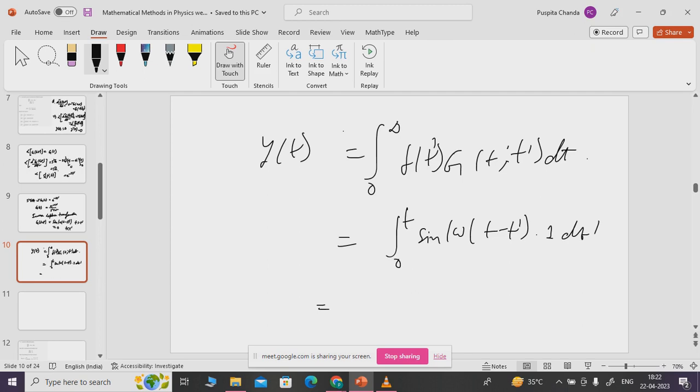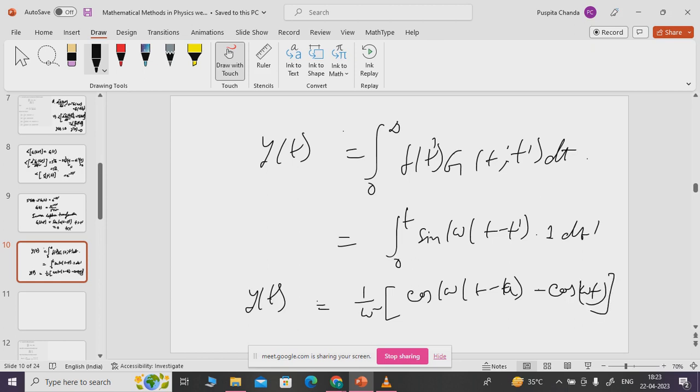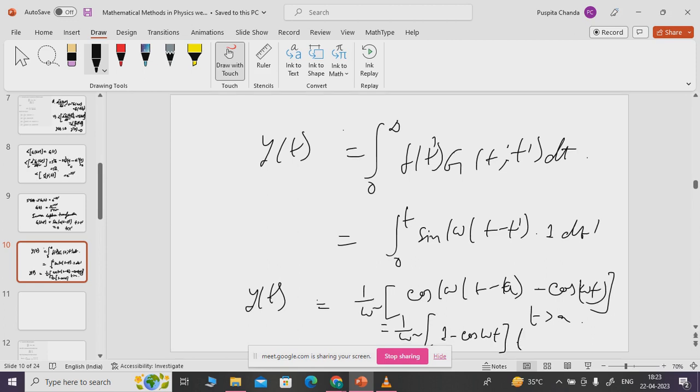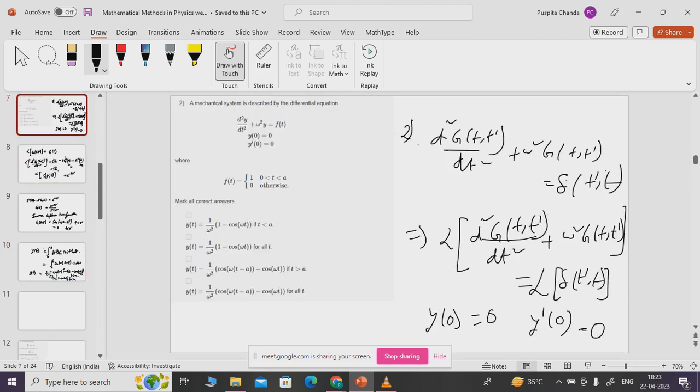So upon integration we will get that y of t is equal to 1 by omega square cos omega t minus a minus cos of omega t when t is greater than a, and 1 by omega square 1 minus cos of omega t when t is less than a. This part will become 0. So the answer is equation A and C.